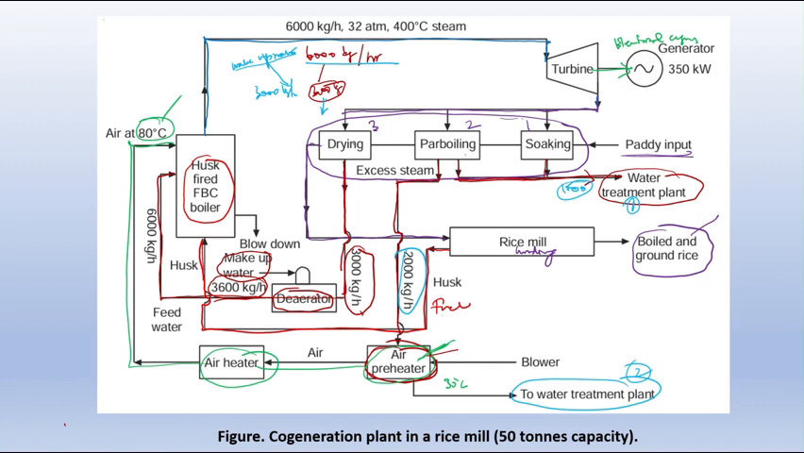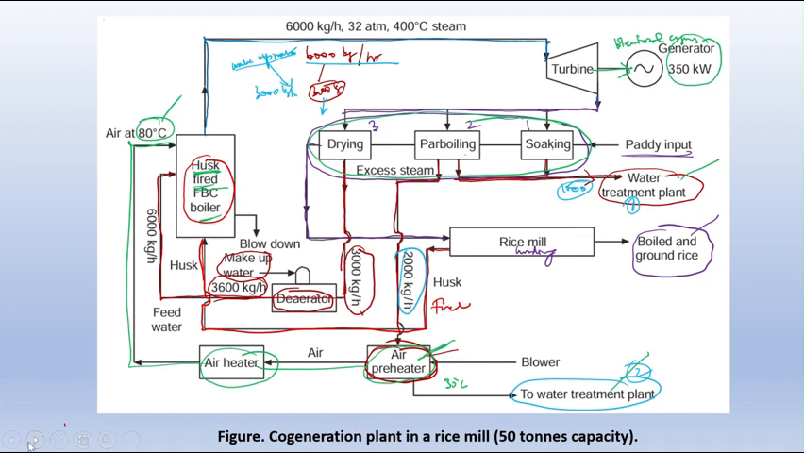It is a plant that can run with paddy husk as fuel in an FBC boiler. Some part is used for generating power, some part is used for the process applications. After the process application, some part of the steam is given back as input water and some is moved to the waste treatment plant.